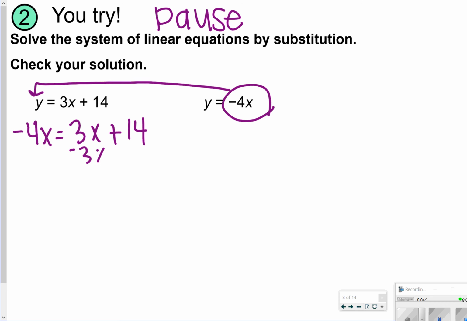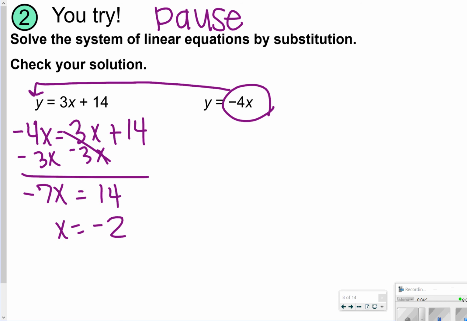I'm going to combine like terms, so I'm going to get my x's on one side. So I get negative 7x is equal to 14. So that means x will be equal to negative 2. Okay? Now that was technically like step 1 and 2 because they were already solved for me. Now step 3, I can plug in this negative 2 into this original equation up here.